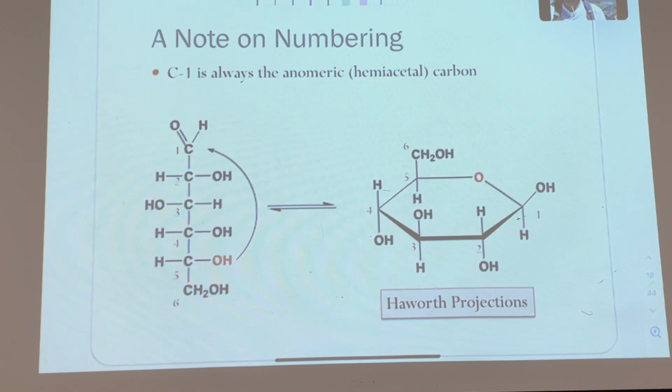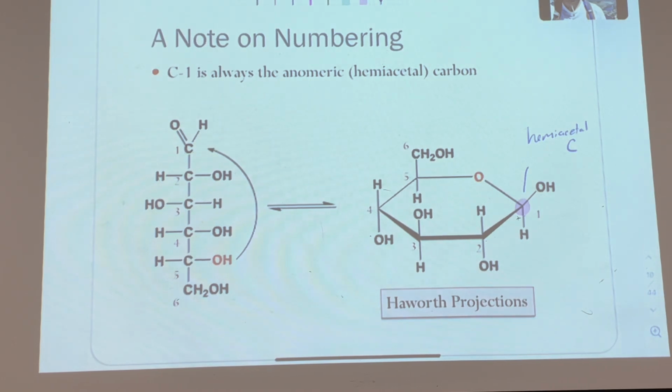Okay, so you can see, let's compare the linear to the cyclic form. The C1 was the aldehyde. It got attacked by the C5. So the C5, you can see it in red, the C5 hydroxyl becomes the ring oxygen. The C1, remember, it was the carbonyl. But upon attack, this guy is now the hemiacetal carbon.